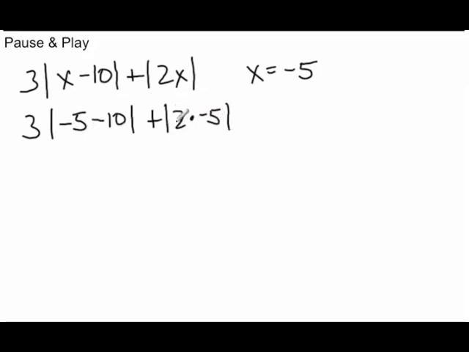So let's do what's in the absolute value bars. Now remember, absolute value bars work like parentheses with our order of operations. They're grouping symbols, so you do what's inside them first. So I've got 3 times negative 5 minus 10 is negative 15, plus 2 times negative 5 is negative 10. Should have put those absolute value bars there.